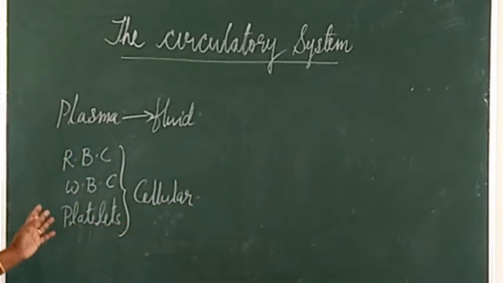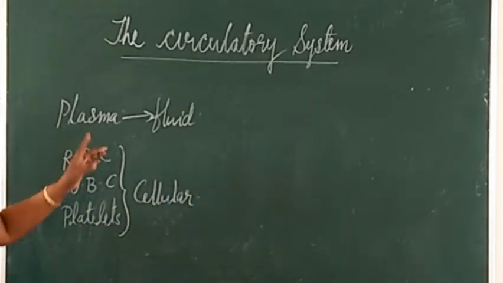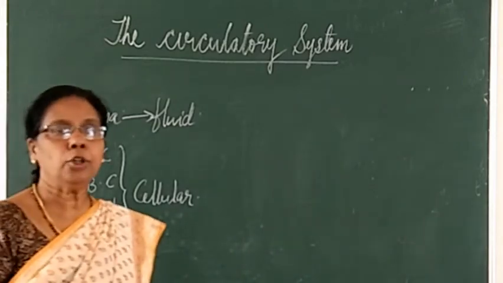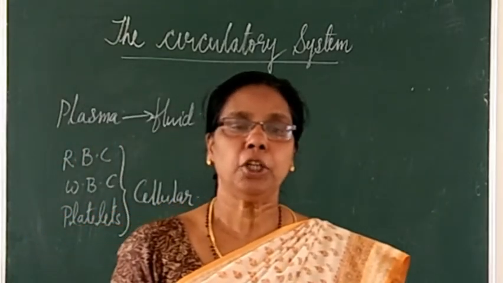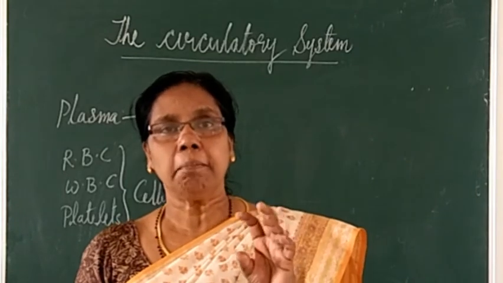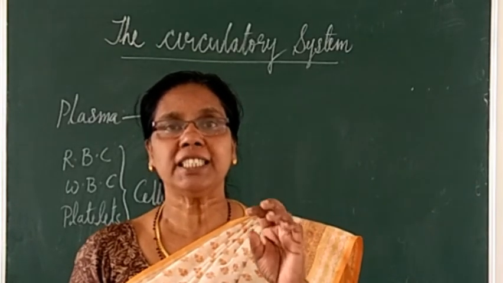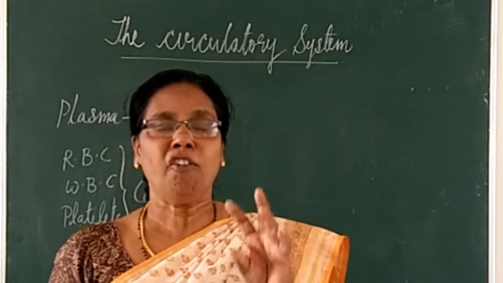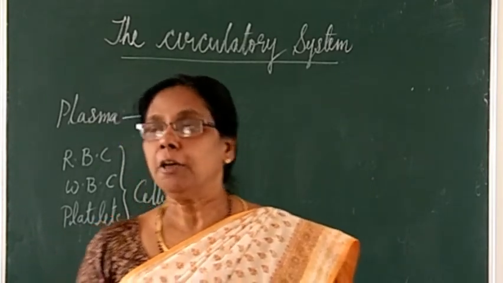Means these three are solid components. This is the fluid component. So first let us see about plasma. Plasma is a fluid component, and in the blood nearly 50 to 60% of blood consists of what?